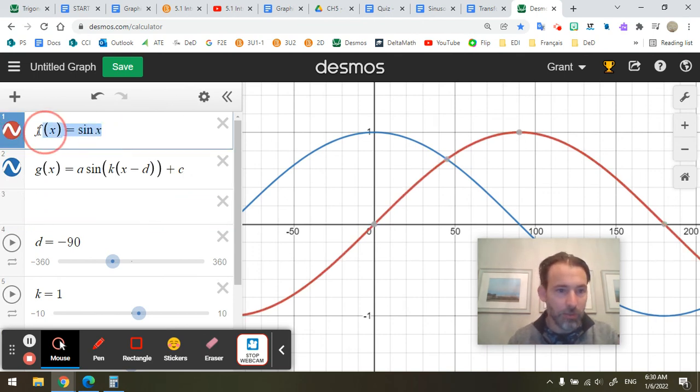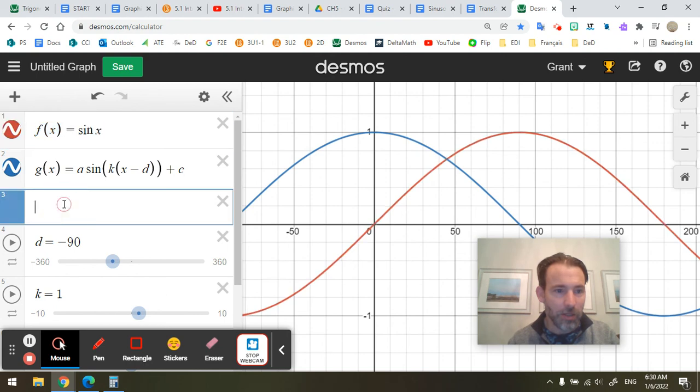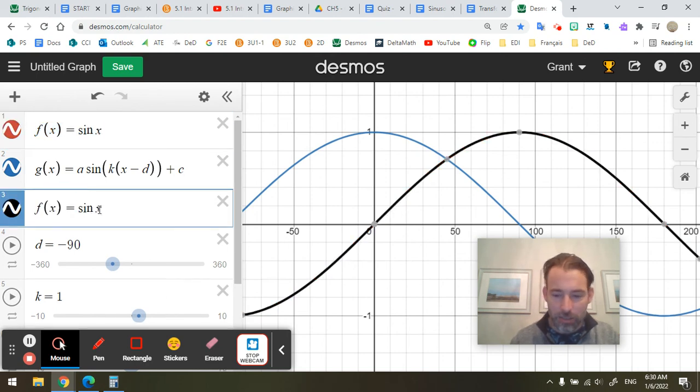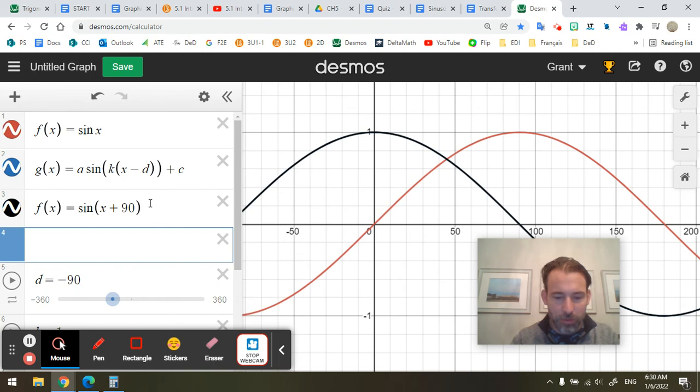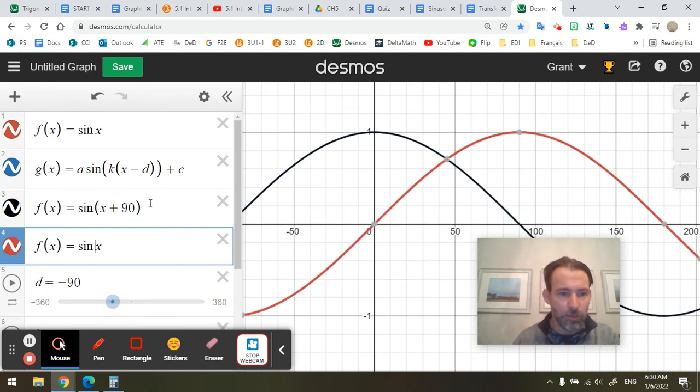f of x is equal to sine x. So just copy it down here. Sine x plus 90 is over here. See, that's equal to cosine of x. Sine of x plus 90 is the same as cosine of x. We see that with our trig functions and our translations.